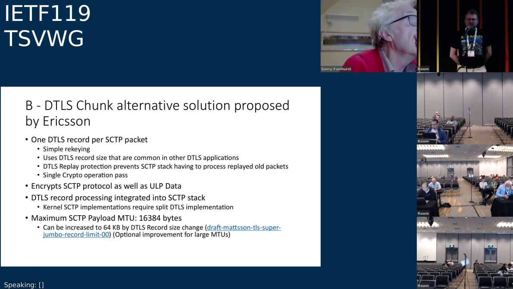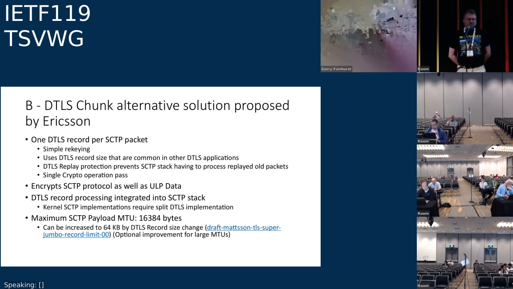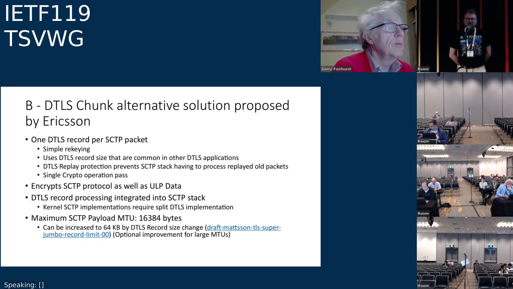There's one limitation currently, compared to IP's maximum MTU of 64K. We have a current record limit of DTLS, which will be the maximum SCTP payload MTU of 16,384 bytes. And if this proposal is taken forward, it would be raised to 64K, and there will be no impact on regular IP. So, next.